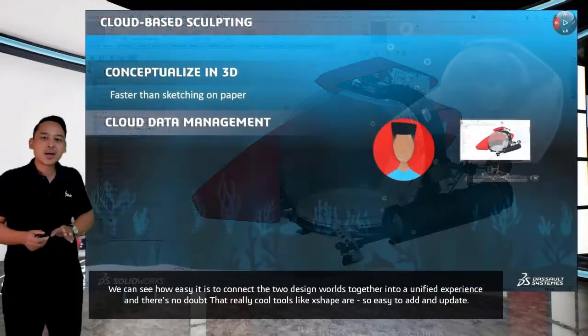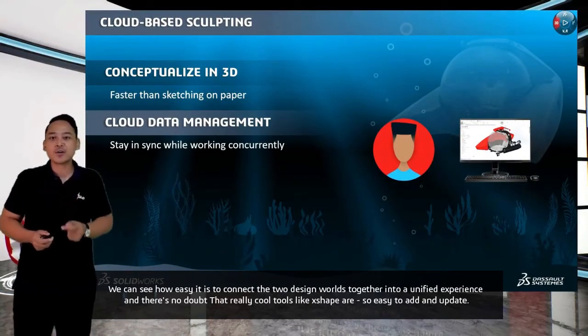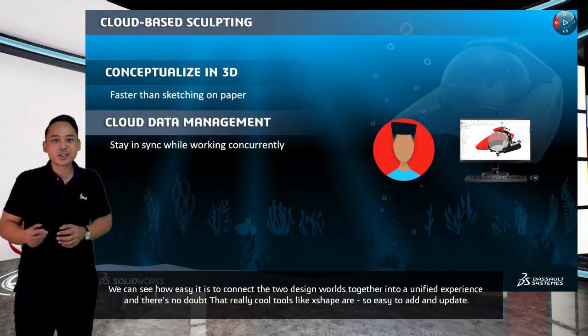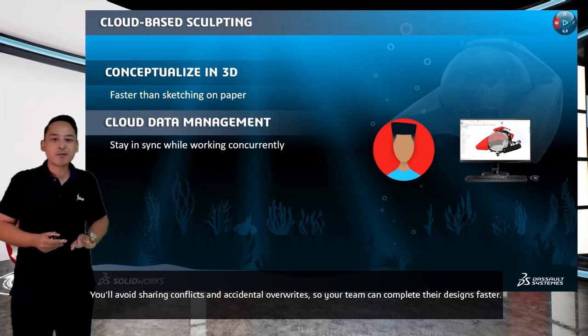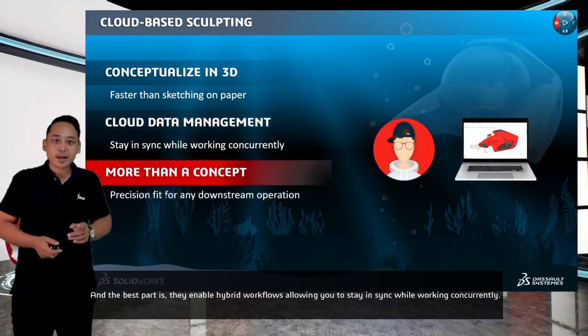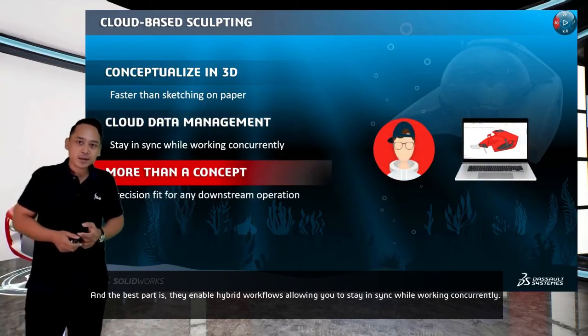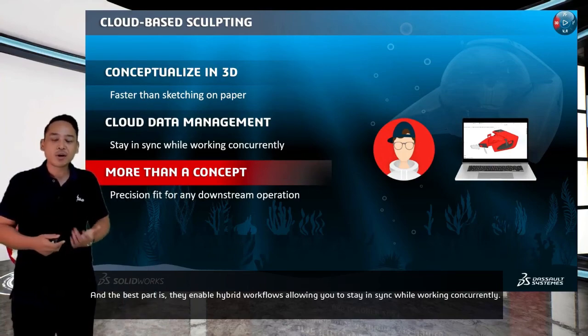So we can see how easy it is to connect two design worlds together into a unified experience, and there's no doubt that really cool tools like S-Shape are so easy to add and update. At the same time, cloud data management is built for concurrent design. You will avoid sharing conflicts and accidental overrides, so your team can complete their design faster. And the best part is, they enable a hybrid workflow, allowing you to stay in sync while working concurrently.